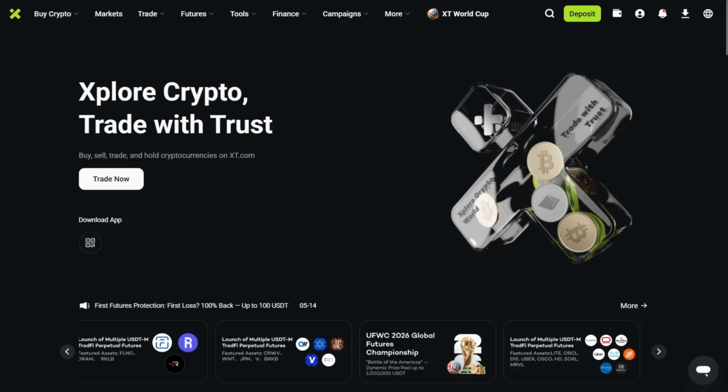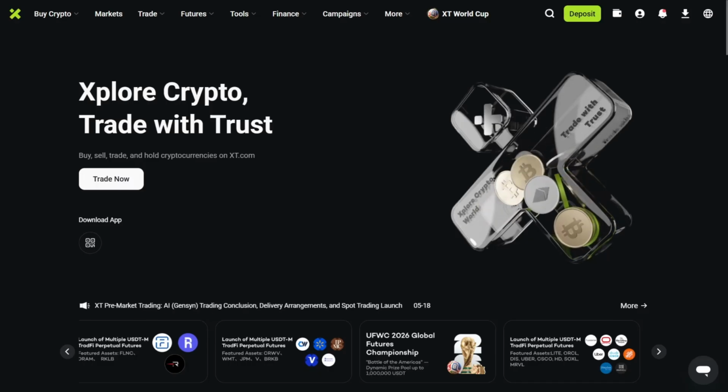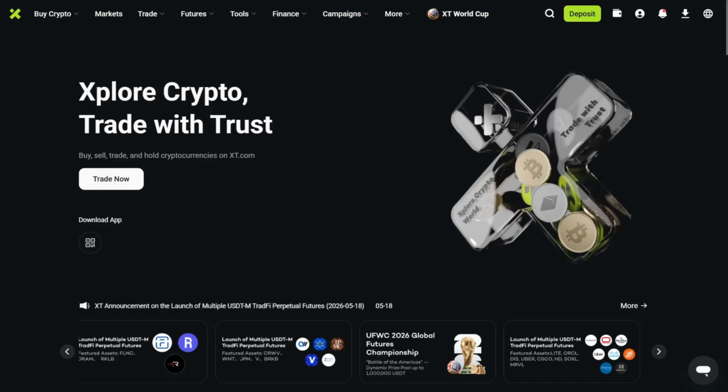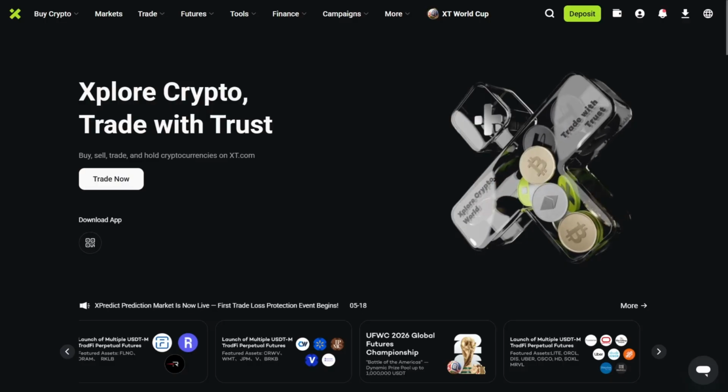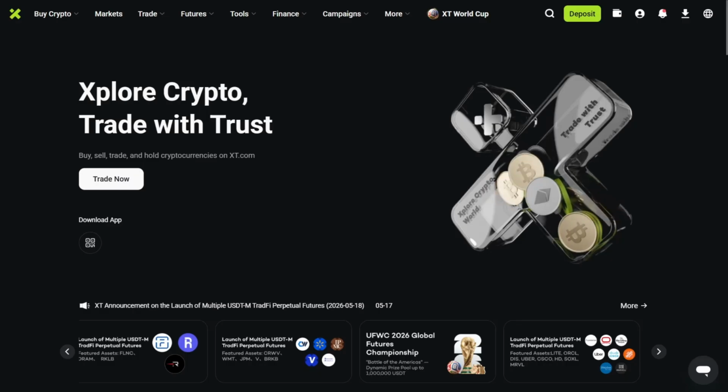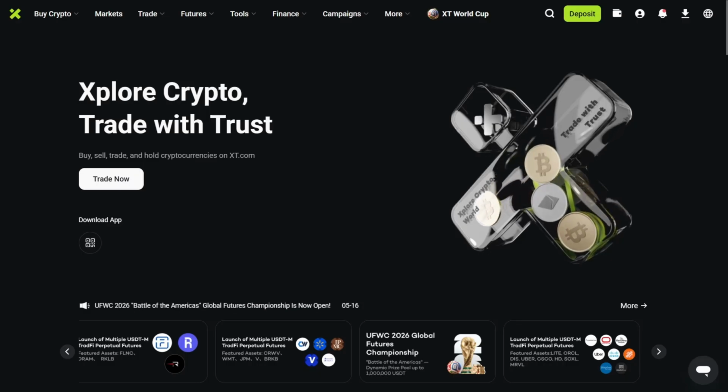Today on Crypto Win Rate, we're going over how to set take profit and stop loss orders on xt.com. We'll cover how to add them before placing a trade, how to add them after your position is already open, how to set multiple or partial take profit and stop loss orders, how to use a trailing stop loss order, and how to edit or cancel your orders.